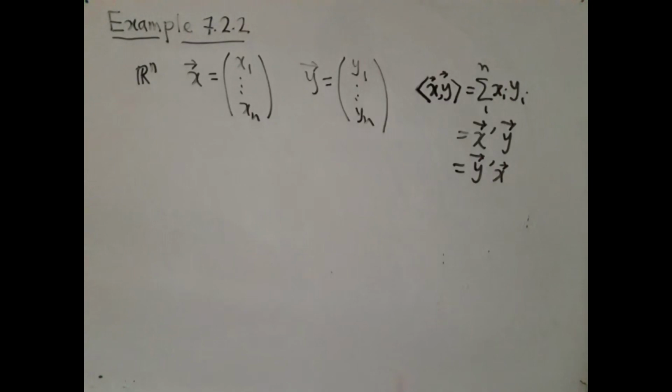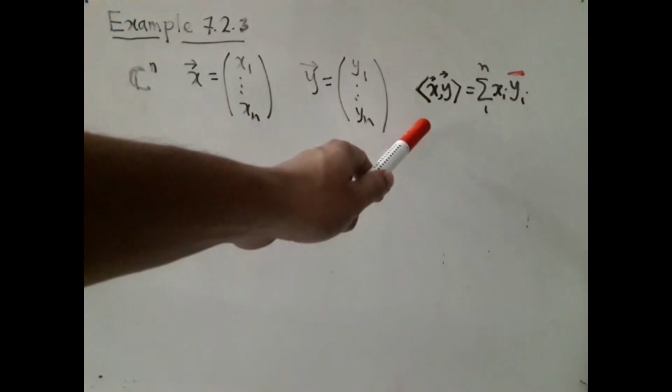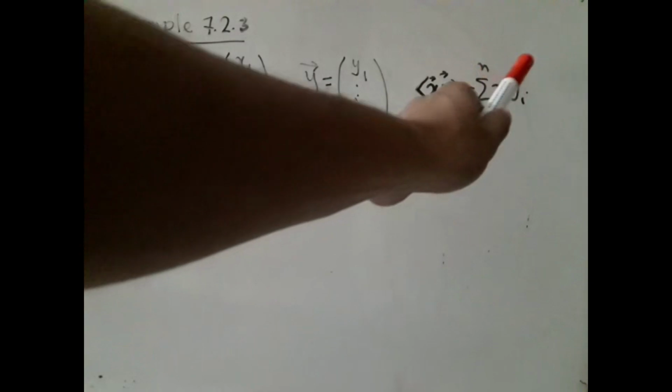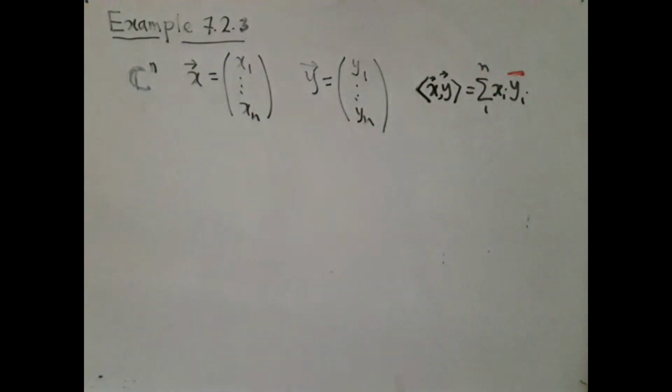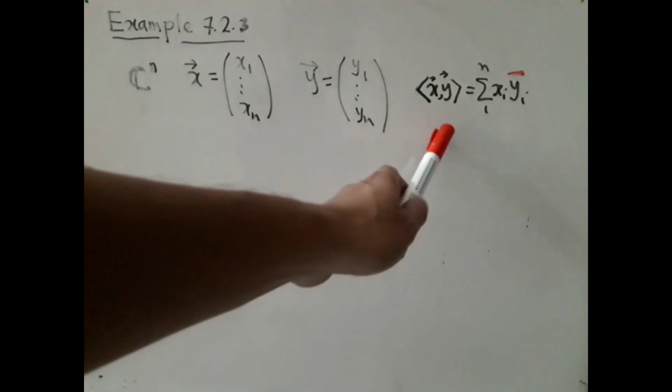Next we look at its complex version. Here the vector space is C to the power n, and again I take two vectors x and y where all these xi's and yi's are complex numbers. Then the corresponding inner product will be summation xi yi bar, that is complex conjugate. Notice that this bar sits over y, the second argument.